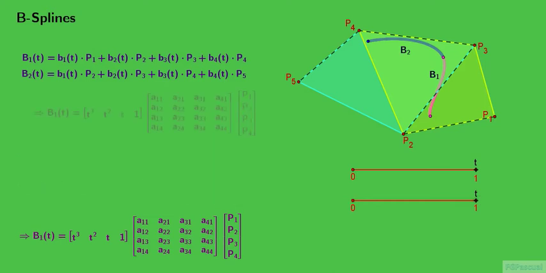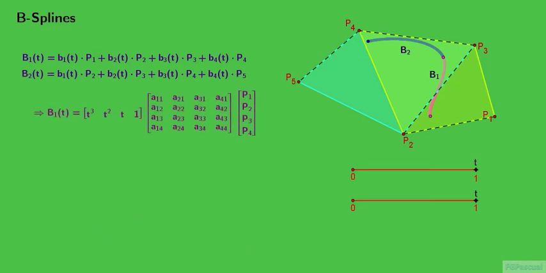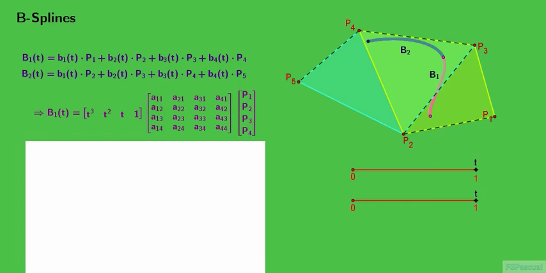We will use computer software to help us figure out what the values are of the entries of the 4x4 matrix. First, we define capital B sub 1 of t. We have the row vector of the powers of t, and then we have the 4 by 4 matrix. And then we have the column vector of points.